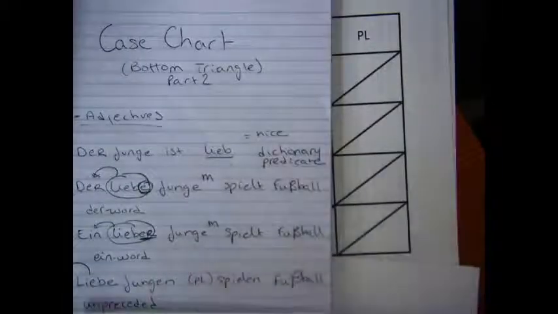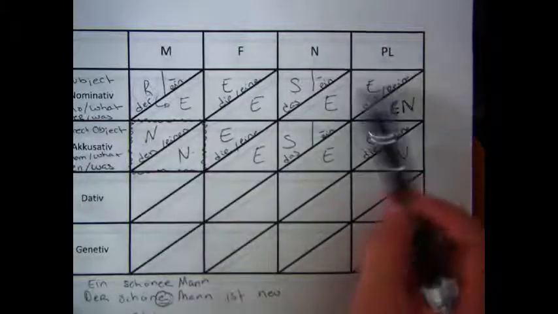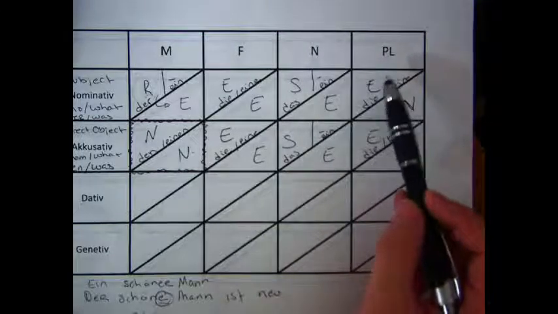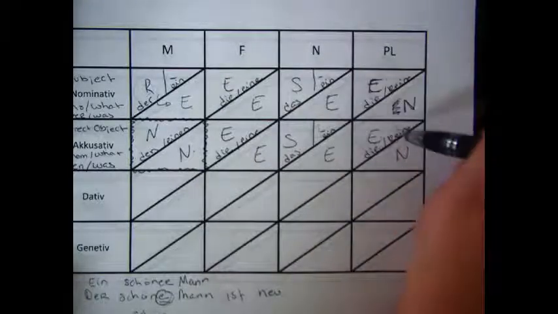Last example is unpreceded. Unpreceded, so we had that plural example. Liebe Jungen spielen Fußball. If you're unpreceded, meaning you haven't used any ending because you haven't had any word that takes an ending, you always start at the top. So plural is our standard example for that, because language-wise, it doesn't sound weird. You would go with that top E, that E instead of your N. So it is liebe Jungen, not lieben Jungen. Liebe Jungen spielen Fußball.